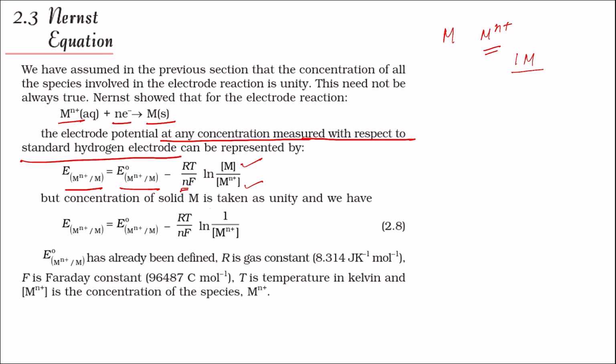Since the product is solid M, its concentration is taken as equal to 1 and the equation becomes: electrode potential is equal to standard electrode potential minus RT by nF, natural log of 1 by concentration of the metal ion. R is the gas constant, F is Faraday's constant, T is the temperature in Kelvin. The value of temperature is 298 Kelvin.